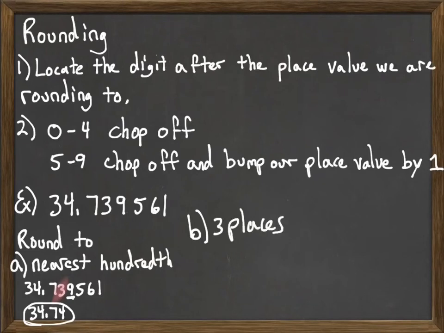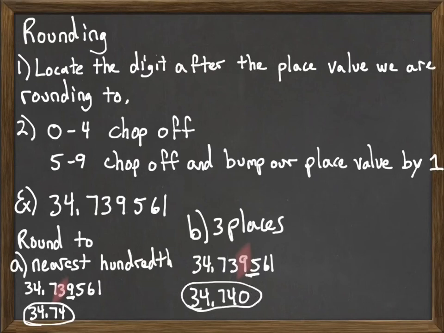And we could also be told to round to the number of place values, number of decimal places. So here we want 3 decimal places. Okay, so once again, I'm going to write my number down, and I'm going to again mark the 3rd decimal place in this case, which is the 9, and I'll look at the place value that's next to it. That's a 5, so we're going to chop off and increment it by 1. Problem is, 9 can't get any bigger, so 9 becomes a 10, which would carry the 1 over to the next place. So that would also give us 34.74, but here we need to put the 0 to indicate that we rounded it to 3 places.